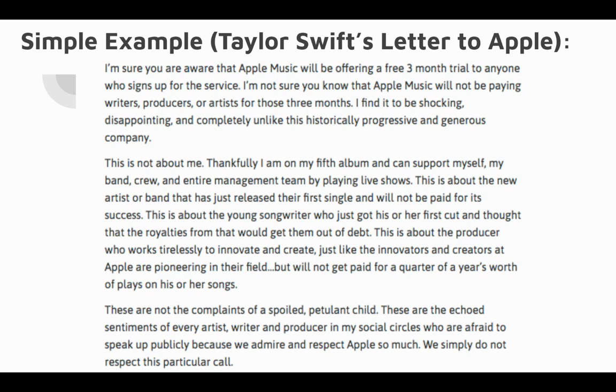But then in order to keep Apple happy and not threatening them or making them feel threatened, like we learned about in the oatmeal and in the allegory of the cave, she refers to Apple as being historically progressive and generous, while at the same time referring to their action as being shocking and disappointing. So she's setting up the contrast between what they did and what she knows about them.